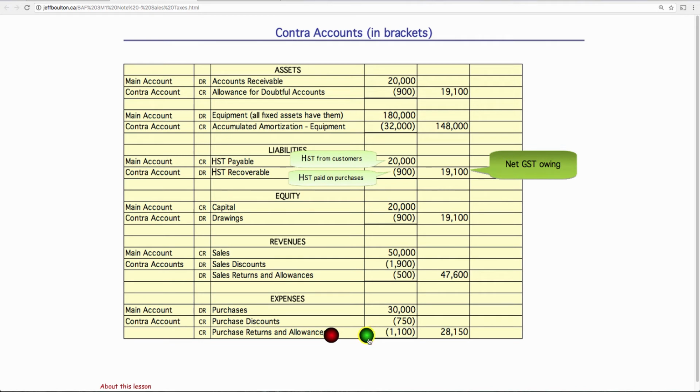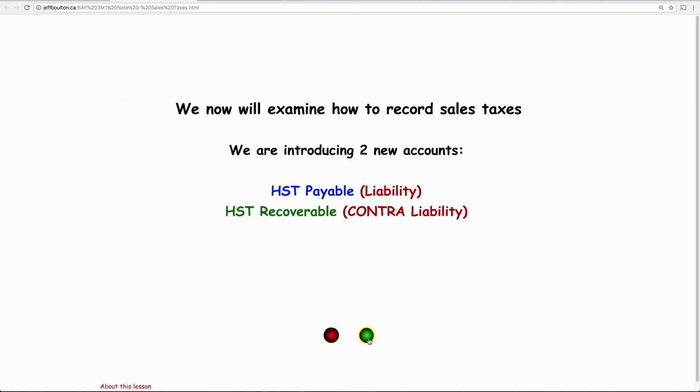That's how it works. Let's look at how we journalize these a little more carefully. So remember, the HST payable is the liability. You owe that because you collected from customers. The HST recoverable is what the government owes you.